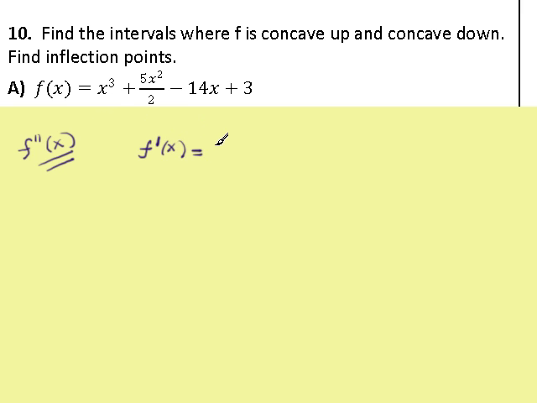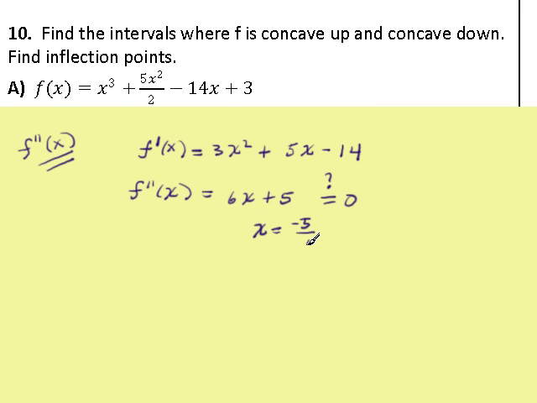Okay, we just do the power rule here, 3x squared plus, all right, bring down the 2, it cancels with this 2 over here, so we just have 5x minus 14. Okay, that's f prime of x. Let's do the second derivative now. So here we have 6x plus 5, and we want to know when this is equal to 0. Subtract 5, divide by 6, and we get x equals minus 5 over 6.